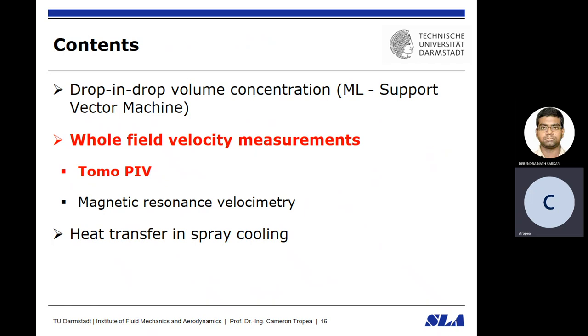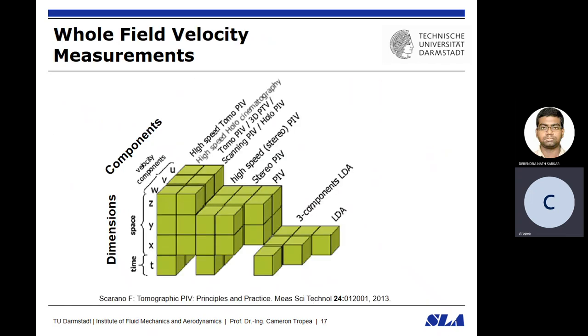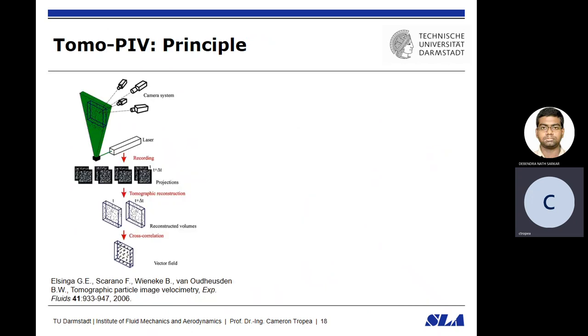So now I move to the next topic, whole field velocity measurement. This is now really pure fluid mechanics. I will start with the tomo PIV and then the magnetic resonance velocimetry. The tomo is tomographic now, tomo PIV. And this is that left side again that I said, you know, three components and three dimensions, and you just get everything. Let me show you.